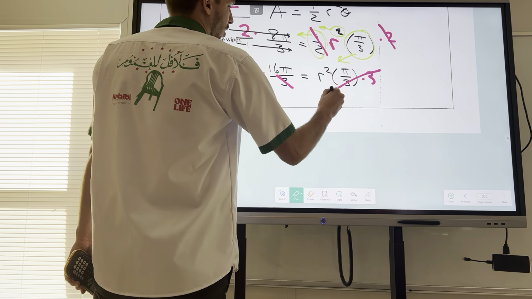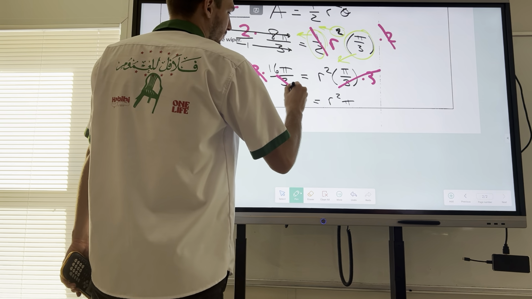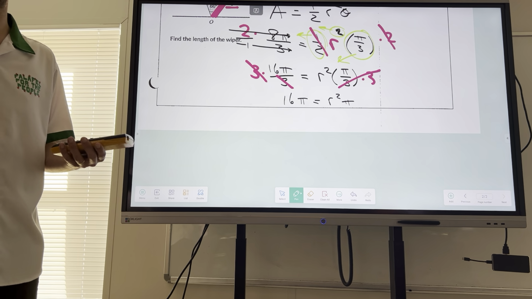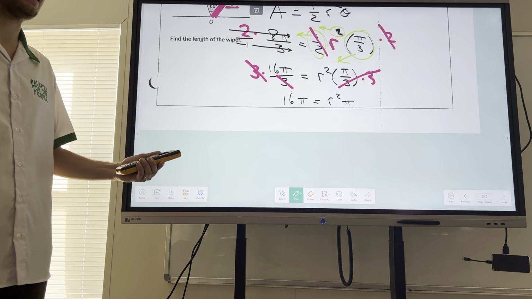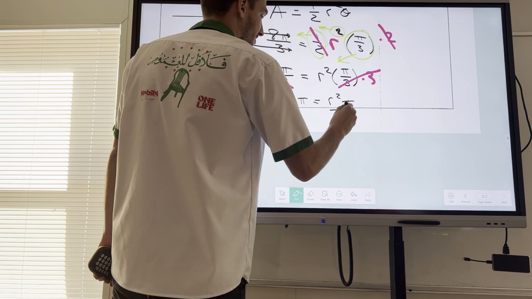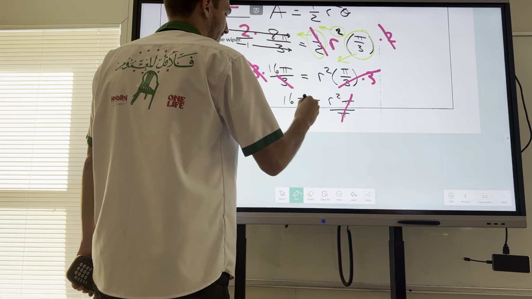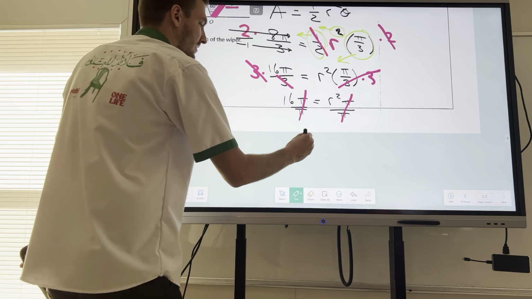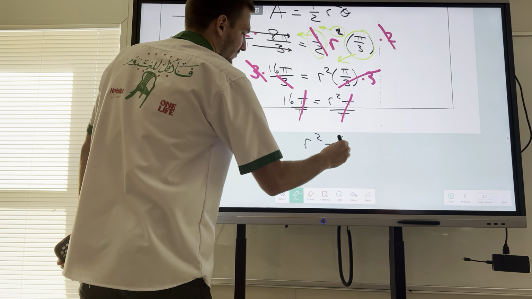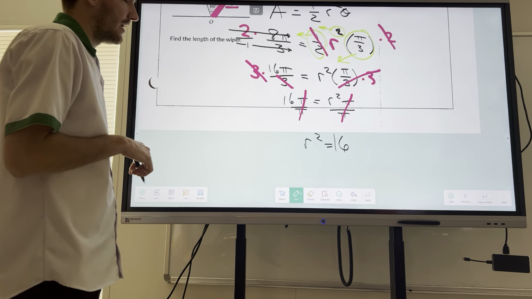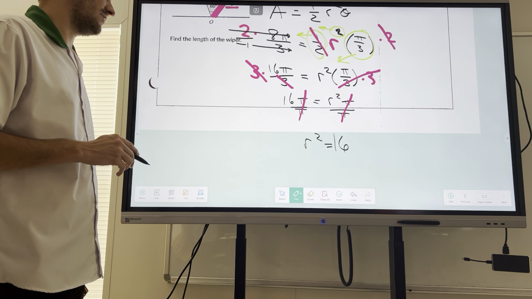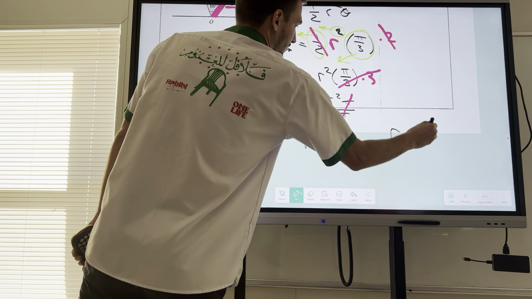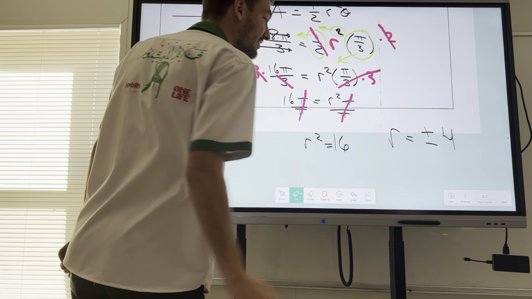Now I have r squared pi equals 16 pi, and I'm starting to get the feeling this is going to be really nice. Dividing both sides by pi is going to be real easy. Divide by pi, they cross out. I get r squared equals 16. And what is the answer going to be for the r? 4. R equals plus or minus 4.